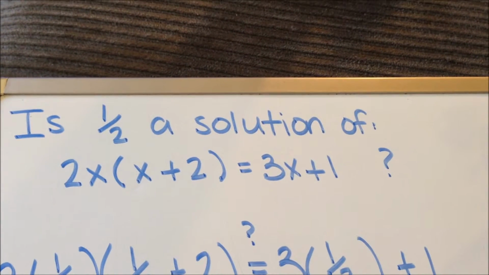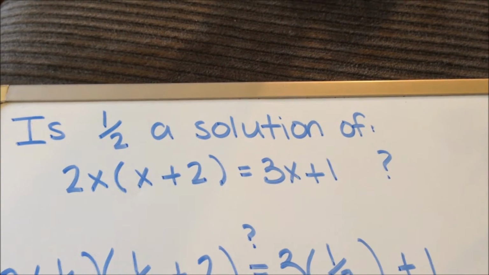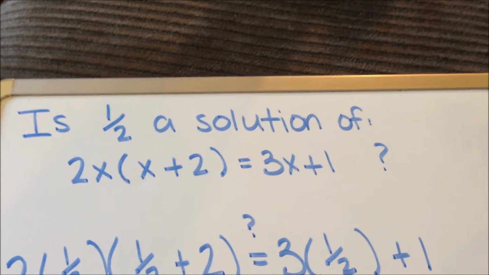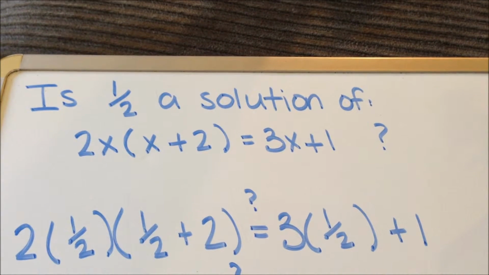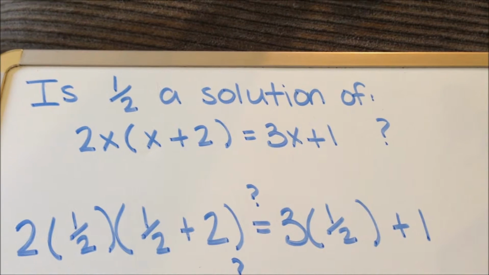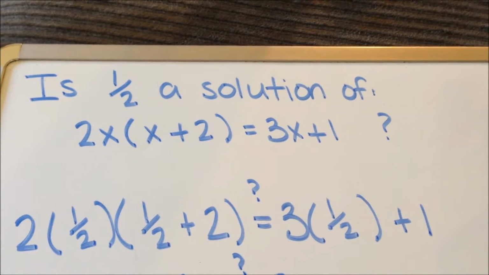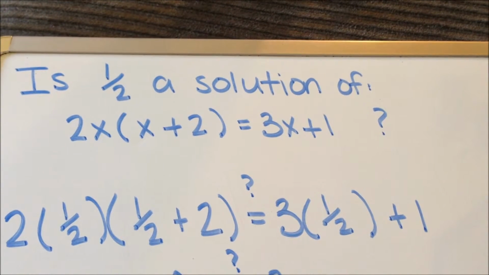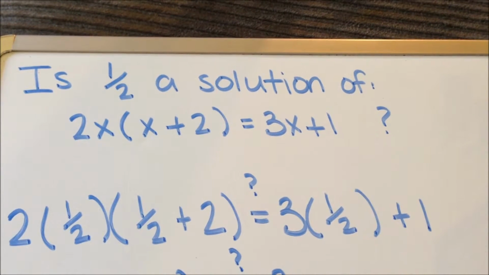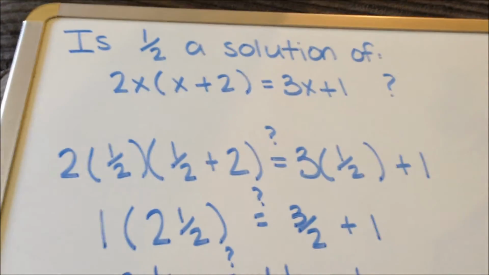Is 1/2 a solution of the equation 2x times the quantity x plus 2 equals 3x plus 1? Step 1 involves substituting 1/2 in for any x you see in the equation. So we have 2 times 1/2 times the quantity 1/2 plus 2 equals 3 times 1/2 plus 1. Take your time, especially because we're working with a fraction. Do one step at a time.